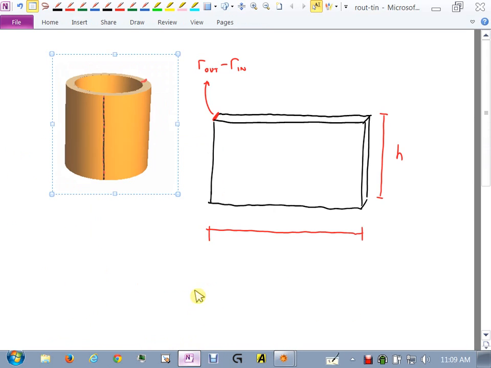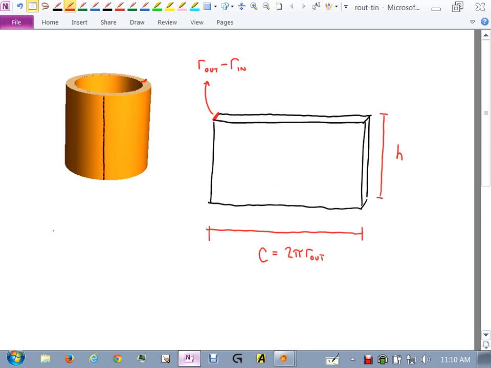So let me go back here. So this should be circumference, right? Which is, circumference is 2 pi r. 2 pi times r out. Do you agree?